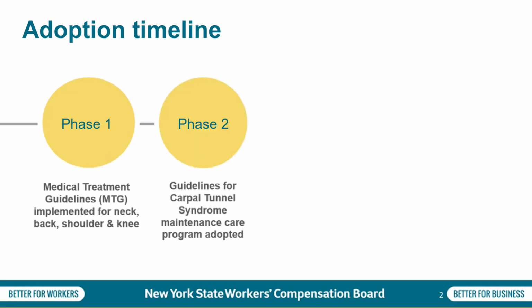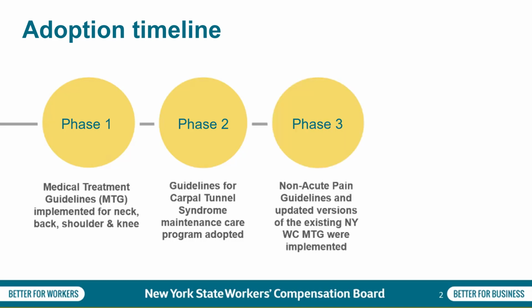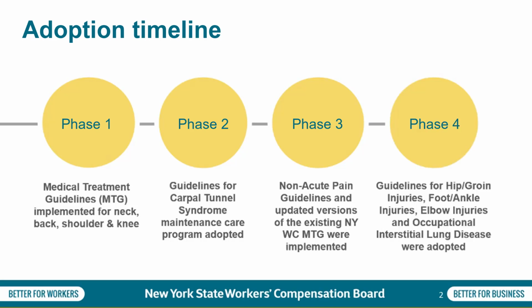On March 1, 2013, the Carpal Tunnel Syndrome Medical Treatment Guidelines, updated versions of the then-existing New York Workers' Compensation Medical Treatment Guidelines, including a new maintenance care program, were adopted. The Non-Acute Pain Medical Treatment Guidelines, as well as updated versions of the existing guidelines, were implemented for dates of treatment on or after December 15, 2014. On May 20, 2020, the guidelines for hip and groin injuries, foot and ankle injuries, elbow injuries, and occupational interstitial lung disease were adopted and will become effective with the implementation of OnBoard Limited Release.